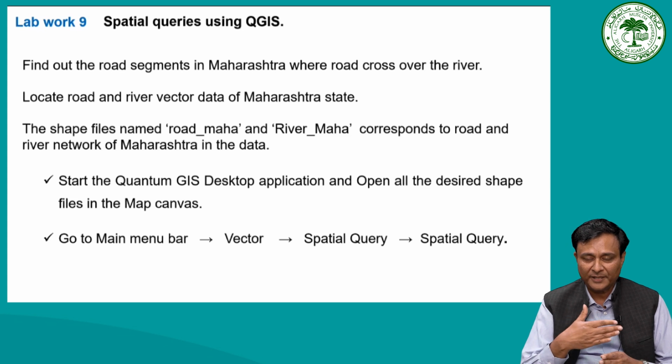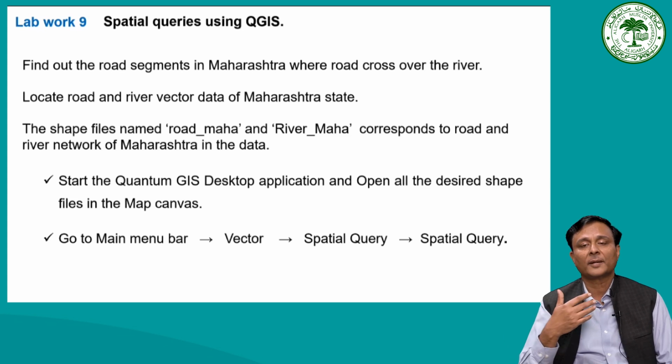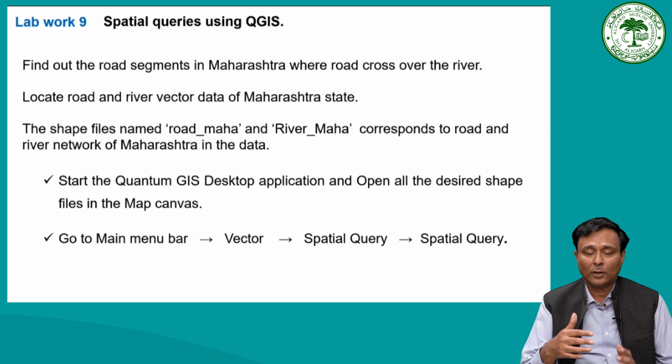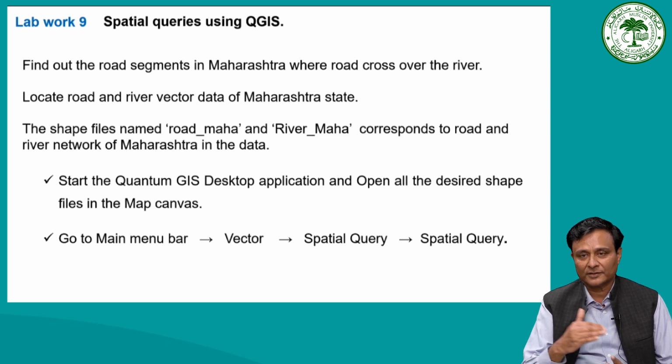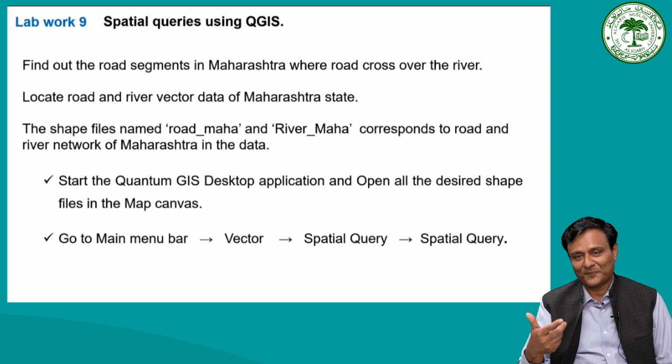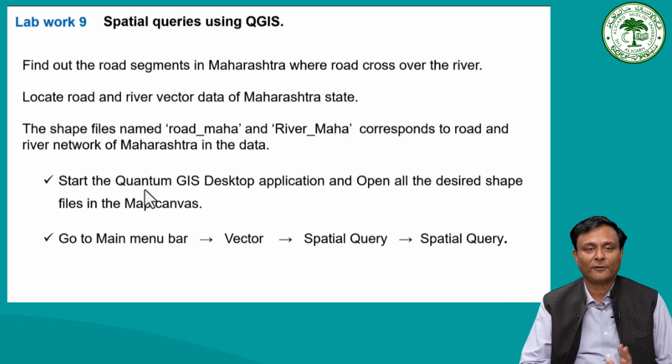Some of them might be intersecting, that means the roads are passing through the river, and out of that, how many of them are crossing the river, the roads are crossing the river with the bridges. So this way we would like to extract some information, and for that matter we have the dataset with road of Maharashtra and river of Maharashtra.